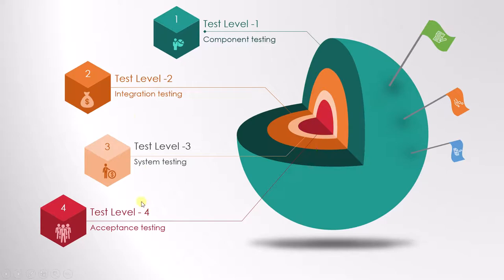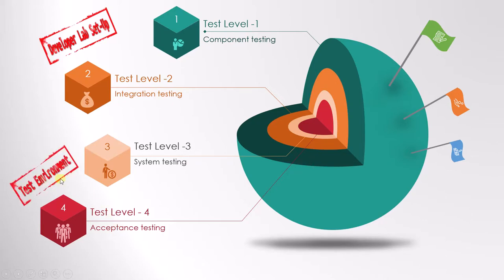Now, where is each type of testing conducted? The first two, component and integration testing, are carried out in the developer's lab setup. So, wherever the developer is, they can perform these tests. But for the next two, system testing and acceptance testing, you require a test environment. This can be a real or simulated environment suited to the needs of the tests.